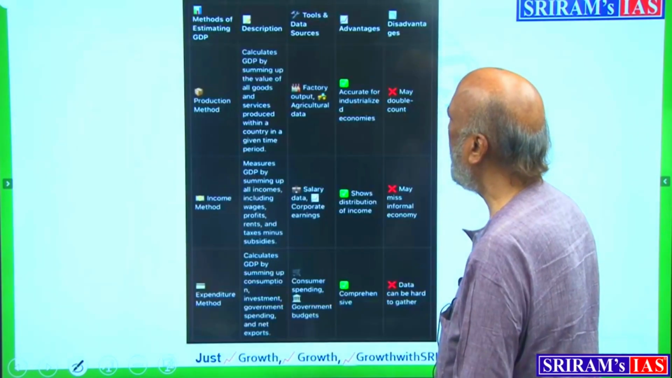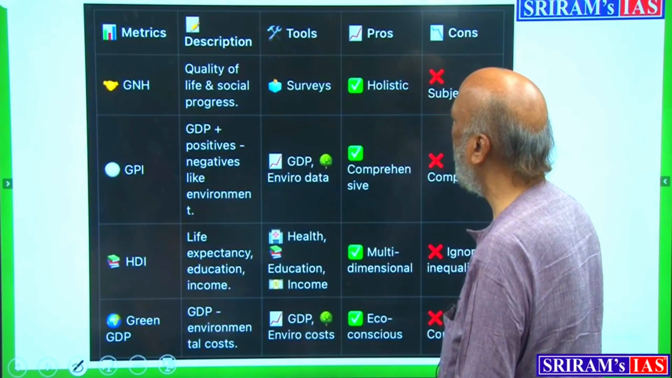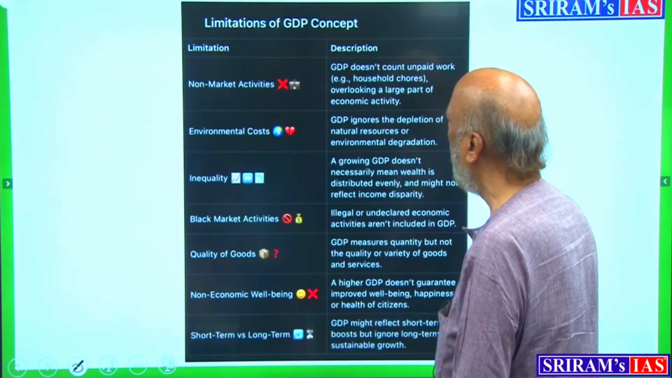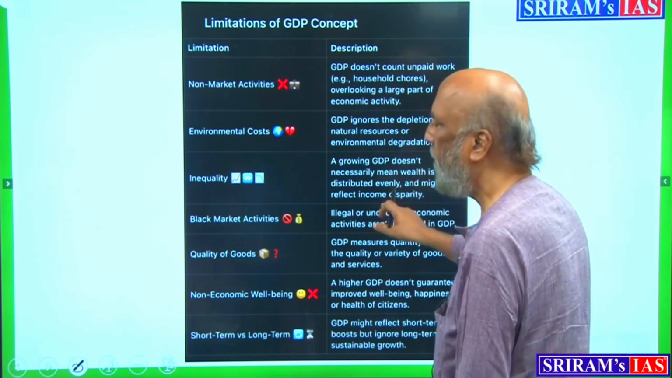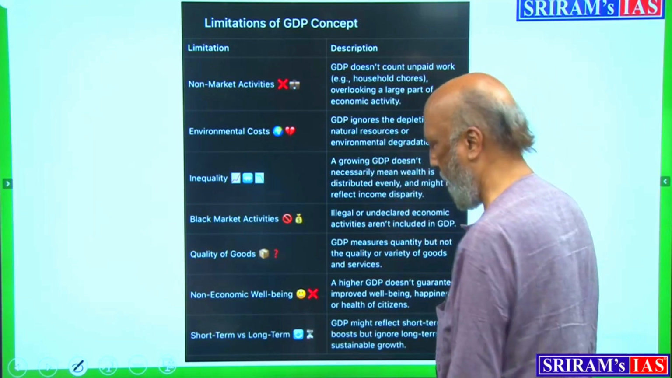So, another graphic. No, this is post GDP. Okay. Let me talk about it first.